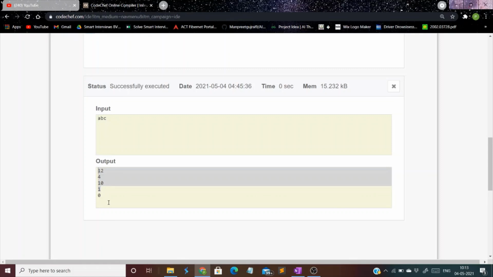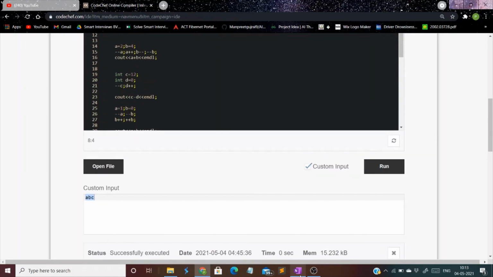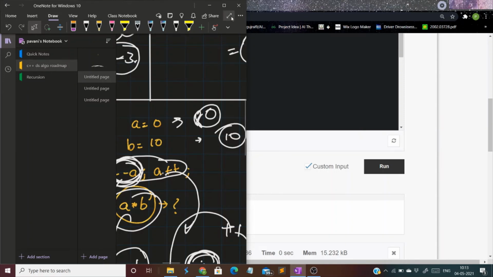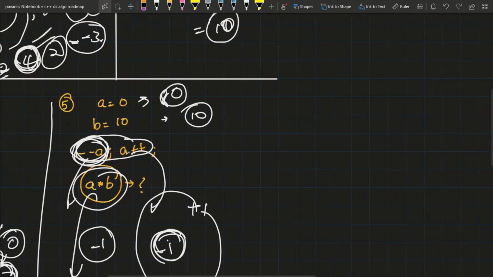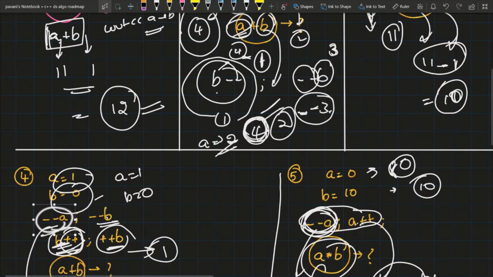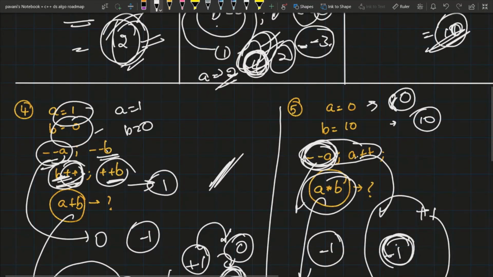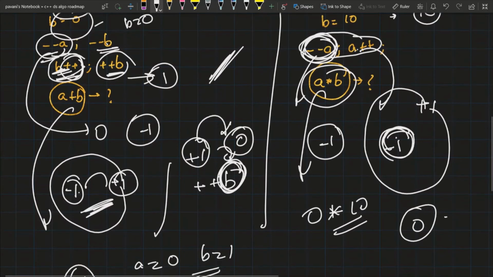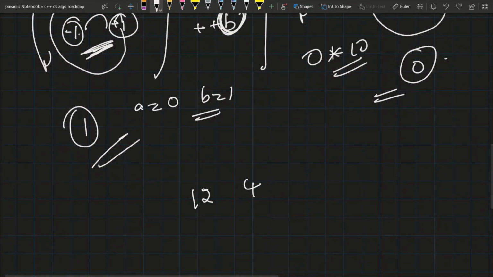12 4 10 1 0. Did we get that? 12 4 10 1 0 is the output. Yeah, we have got 12 here. First one correct. Then 4, correct. 10, okay. 1, okay. And this is 0. We have got 12 4 10 1 0.